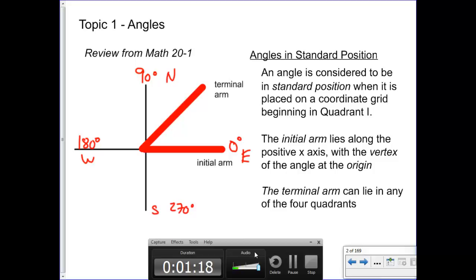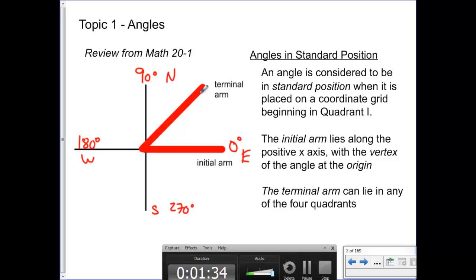What if I gave you 360 degrees? That would mean 0, wouldn't it? It really means 0, which means that you just went all the way around the circle. So if you went all the way around a circle, you're back facing east again. Does that make sense? This terminal arm is defined as the other part of the triangle, one of the other angles in the triangle, and it can lie in any of the 4 quadrants.